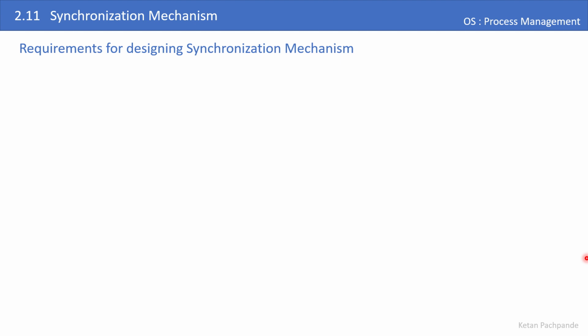Let us discuss what are the requirements for designing any synchronization mechanism. The first one is the mutual exclusion that we just discussed. That principle of mutual exclusion must be guaranteed by your entry section mechanism.